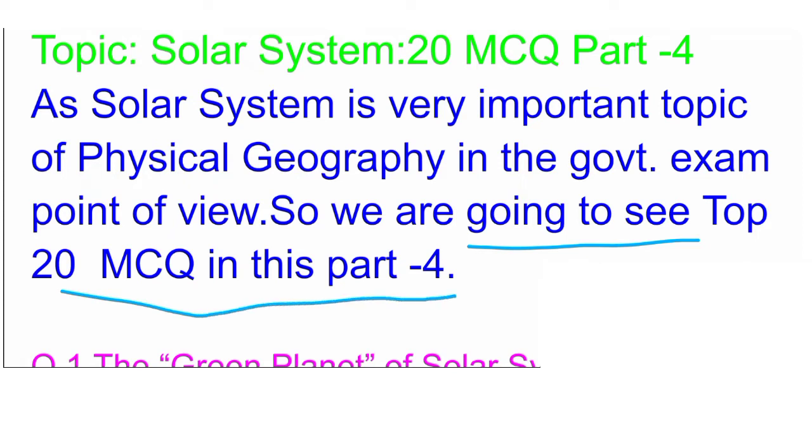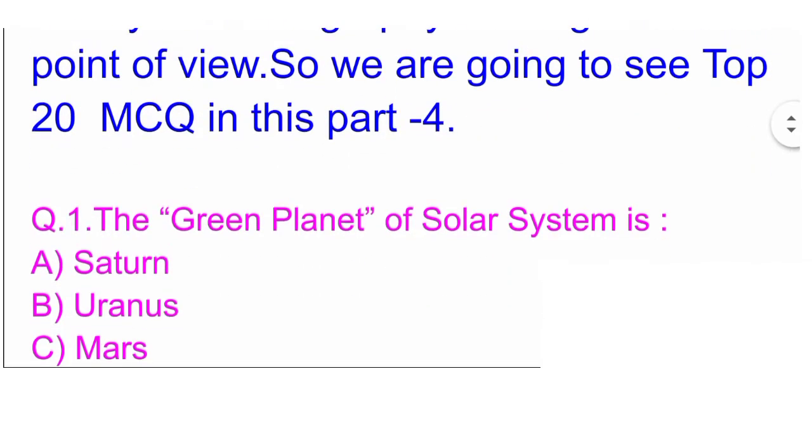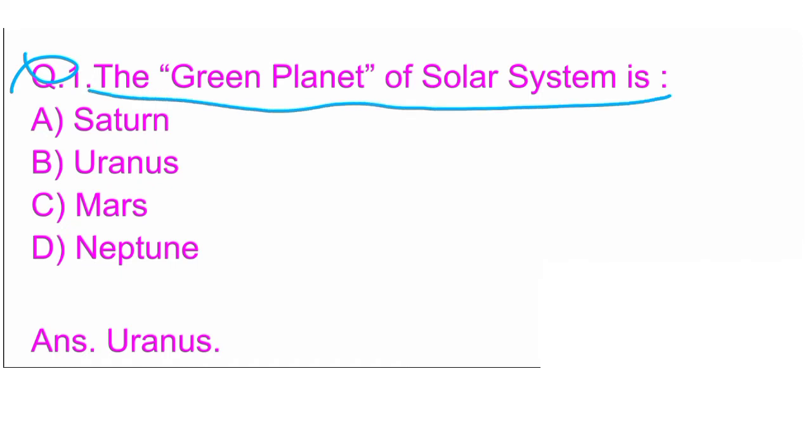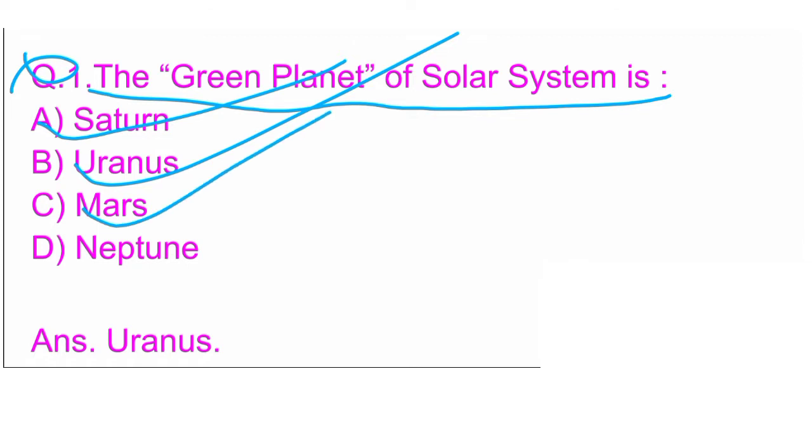Question number 1: the green planet of the solar system is? Option A, Saturn; option B, Uranus; option C, Mars; option D, Neptune. The correct option is B, Uranus.